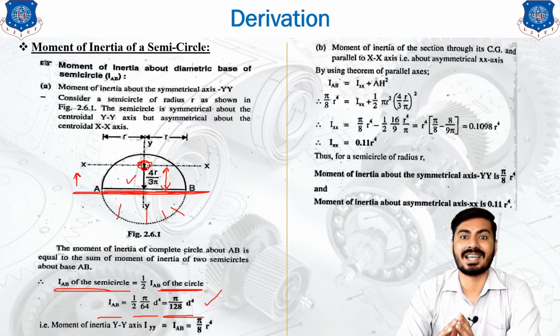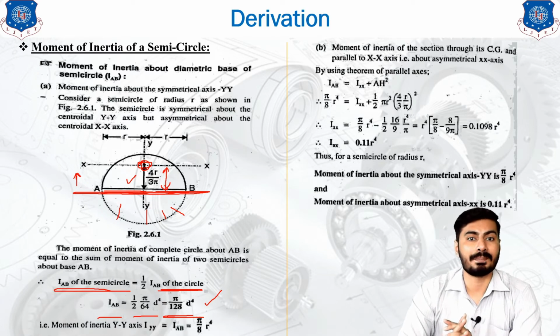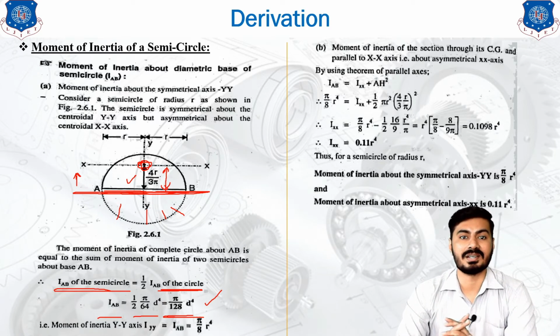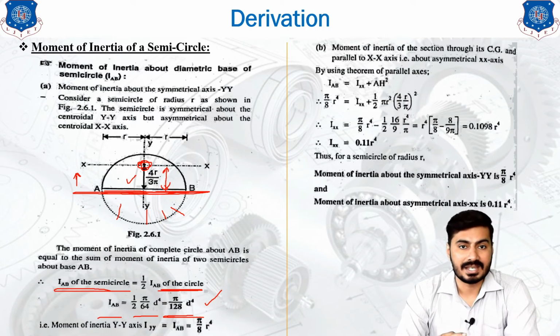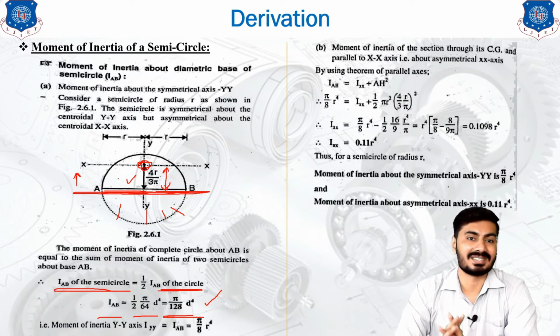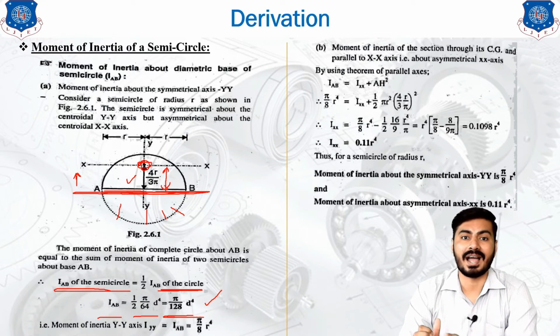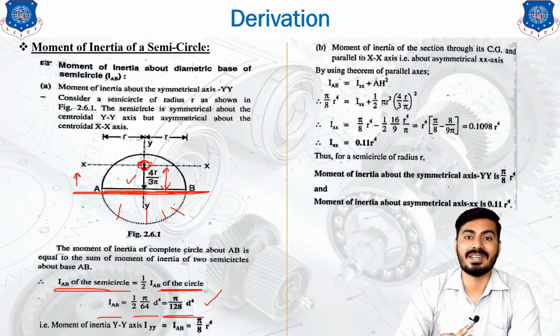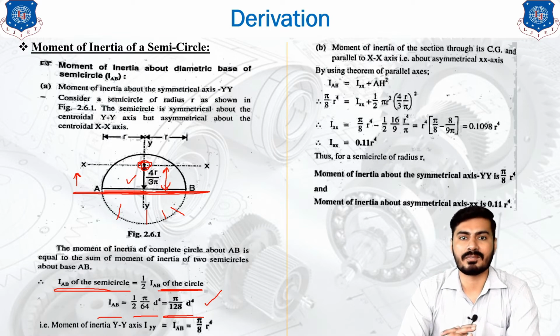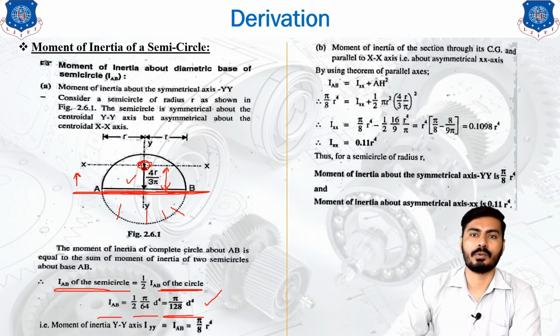So what we are going to do is utilize the parallel axis theorem. What is the parallel axis theorem? The parallel axis theorem is IAB equals IXX plus A H square. We know the value of IAB, and we know the values of A and H. Then the only unknown remaining in this equation is IXX. So this was the basic term we are going to utilize for IXX and IAB.